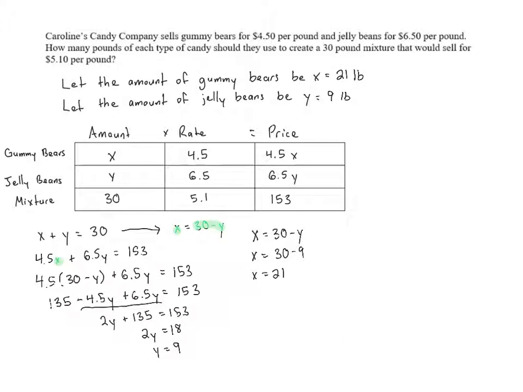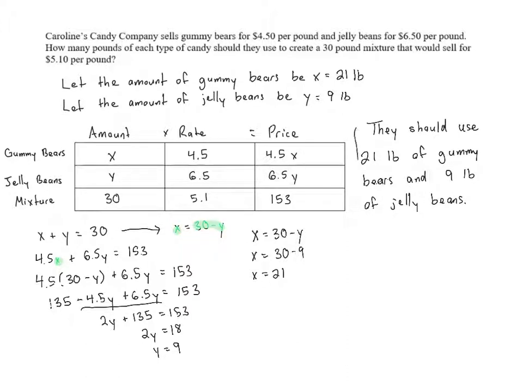So in the end, we need to answer the question that they asked us. They asked how many pounds of each type of candy should they use. So we say they should use 21 pounds of gummy bears and 9 pounds of jelly beans. And that is our final answer.